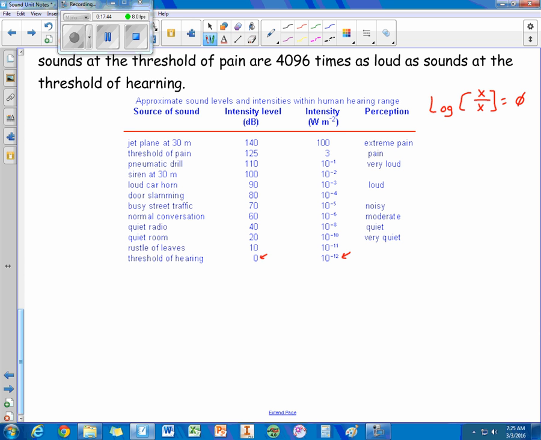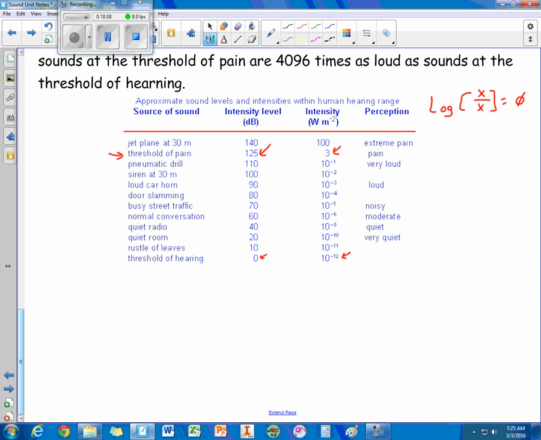First off, the threshold of pain. Well, looking at this, this table says that it's right around 3 watts per square meter. It's close, but it's right around 125 decibels. So at 125 decibels, that's when you really start to experience some pain.